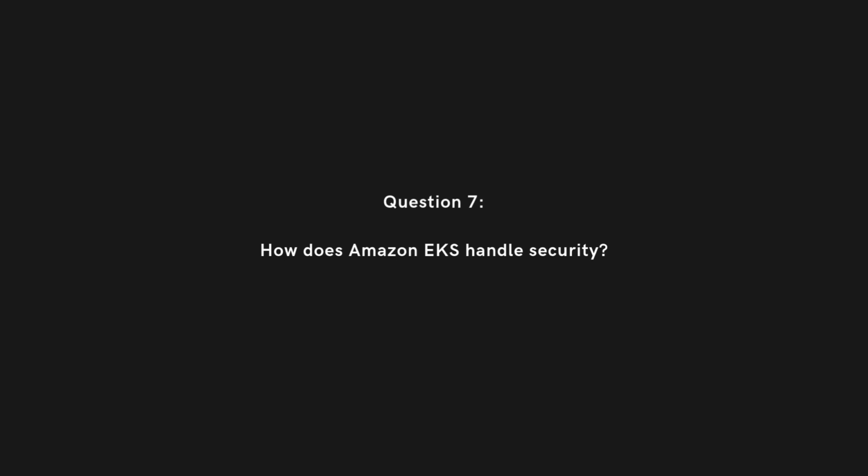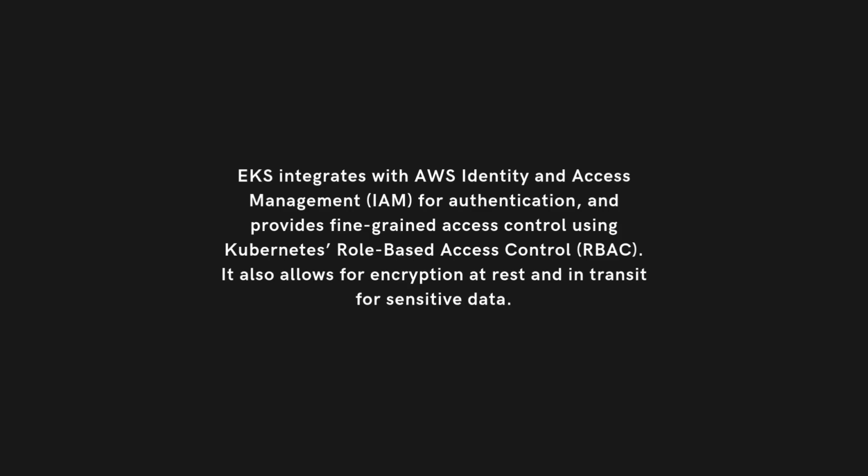7. How does Amazon EKS handle security? EKS integrates with AWS Identity and Access Management for authentication and provides fine-grained access control using Kubernetes role-based access control. It allows for encryption at rest and in transit for sensitive data.